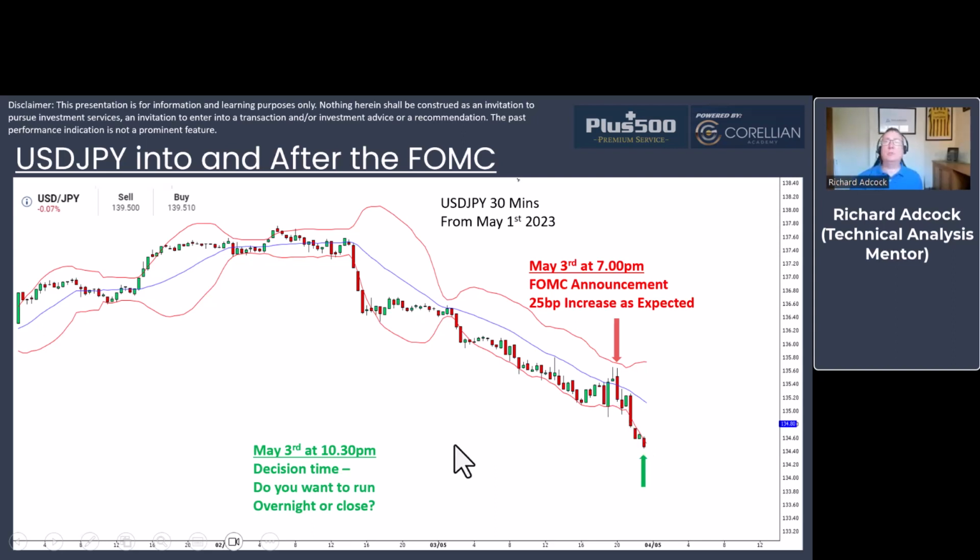We then came to 10:30 p.m. Now we've all got to sleep. So basically there's a decision to be made at this point. Do you want to run the position overnight where pretty much anything could happen? You're uncertain. Yes, you'd have to place a stop. Of course, that is always a need with any position that you have.